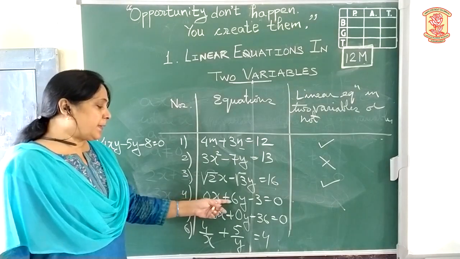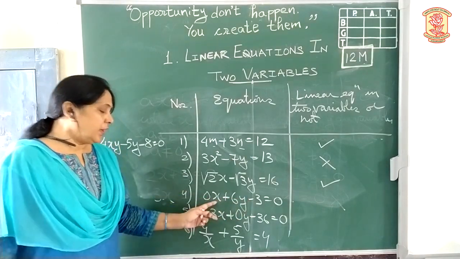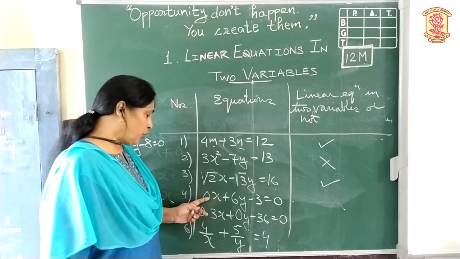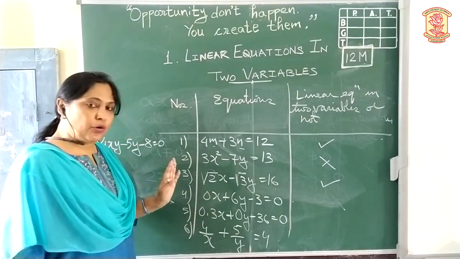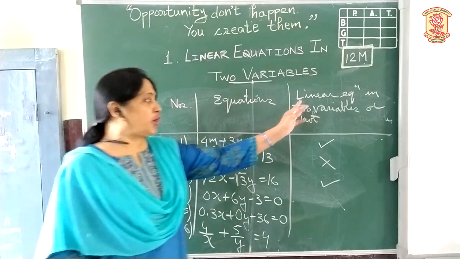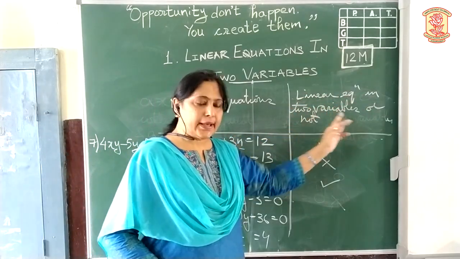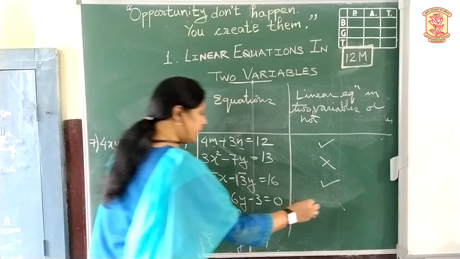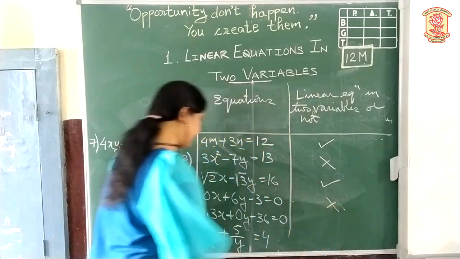Now 0x plus 6y minus 3. Now the coefficient of x is 0. That means this term will be removed and this will become a linear equation in one variable. Whereas here we are talking about linear equation in two variables. So this is not a linear equation in two variables.